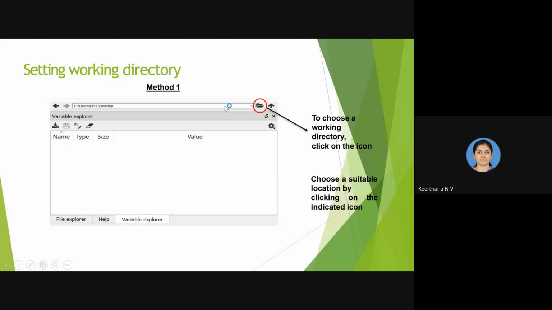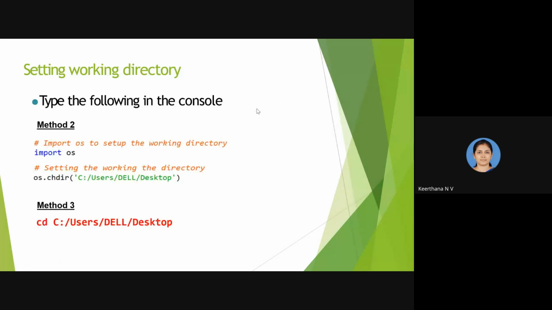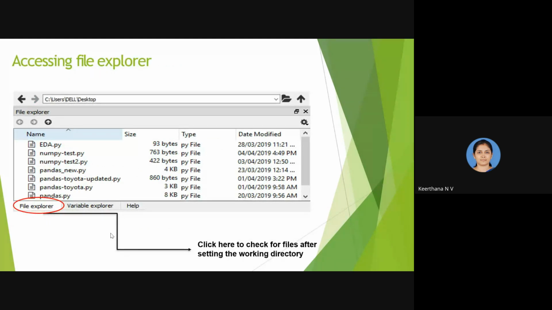Coming to setting up the working directory, you can click this symbol to set up the directory, or in the console you can import os, or use the command in your command prompt. After importing os, you can use it to set the directory in which your program is going to work, giving os.chdir with the path like this. After that, the file explorer will open, and these are all the Python programs, so you can select and run the files.